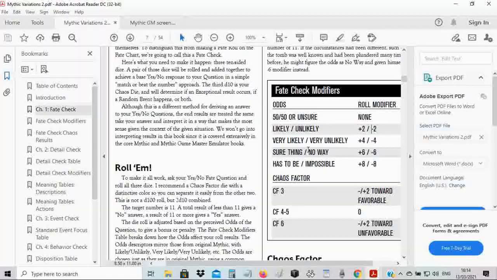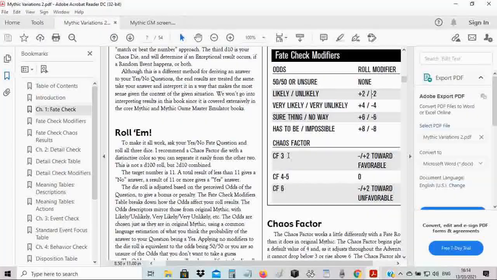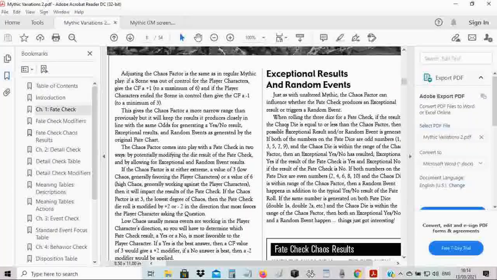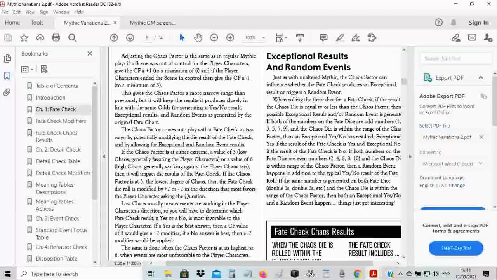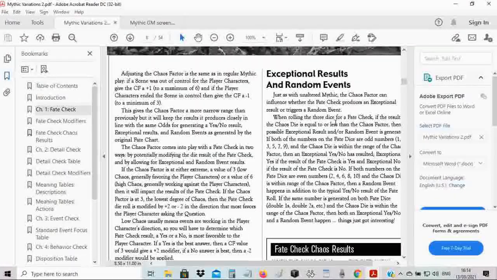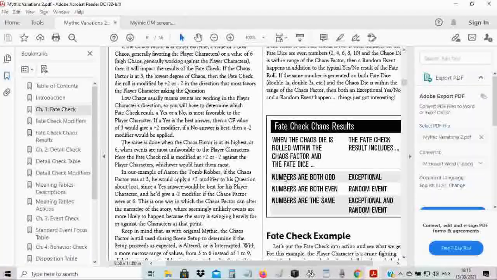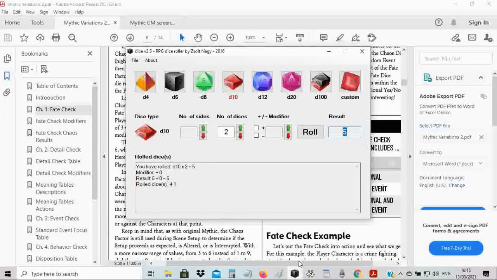And the chaos factor here only goes from 3 to 6. So 3, 4, 5, 6. The chaos factor here cannot go below 3, and it cannot go above 6. See, that's a major change. And another thing that it introduces is the chaos die. The chaos die is another D10, another 10-sided dice. So what'll happen is this, let me demonstrate.